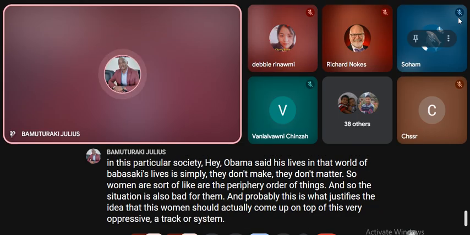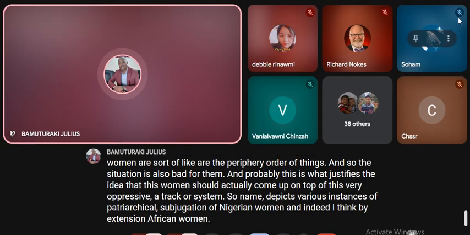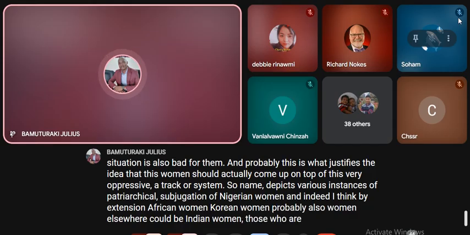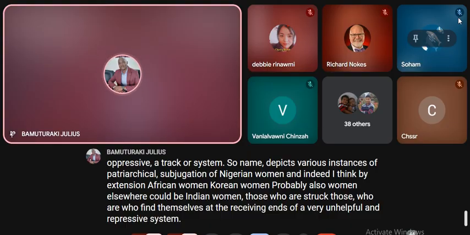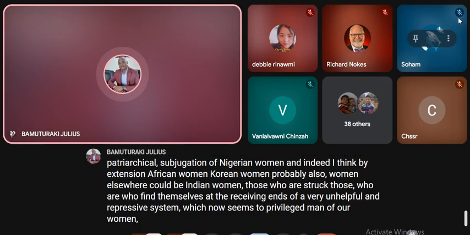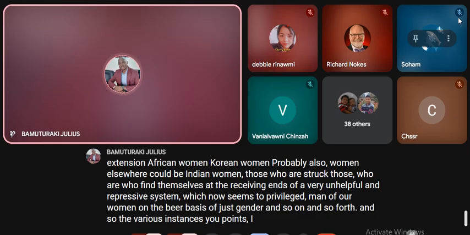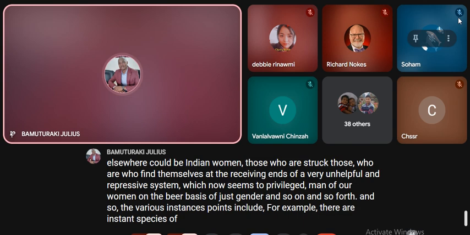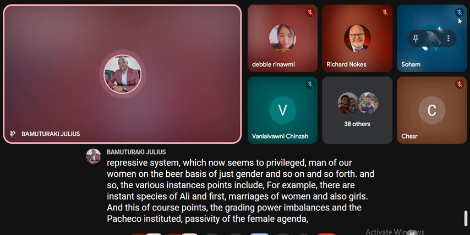patriarchal system. So Shoneyin depicts various instances of patriarchal subjugation of Nigerian women, and indeed, I think by extension, African women, could even be Ugandan women, probably also women elsewhere, could be Indian women, those who find themselves at the receiving end of a very unhelpful and repressive system, which seems to privilege the man over women on the bare basis of gender. And so the various instances she points to include, for example, issues of early and forced marriages of women and also girls. And this, of course, points to the glaring power imbalances and the patriarchally instituted passivity of the female gender in very important social matters.